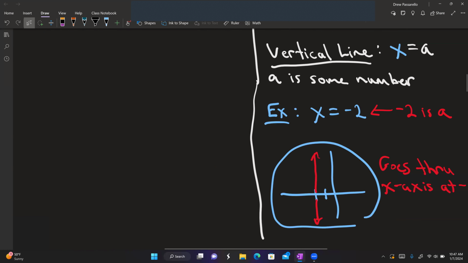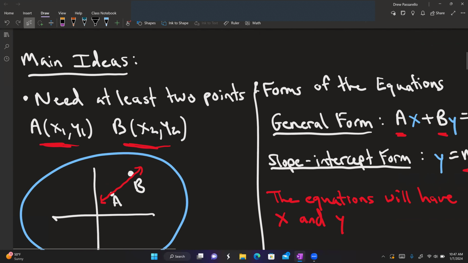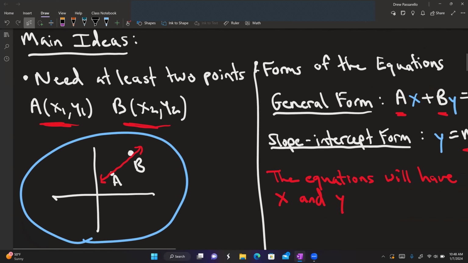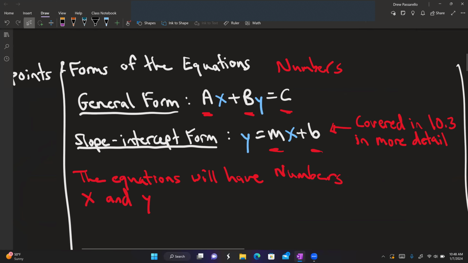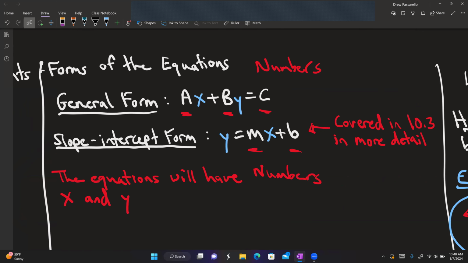All right, just a quick recap. I'll do an example, and then we'll do another video going over examples. So the main ideas, first main idea is you need at least 2 points to create the line. And in this picture, I use point A and point B, represented by coordinates x1, y1 for A, x2, y2 for B. Now the lines are going to follow an equation, and the two main forms for an equation of a line are the general form and slope-intercept form. So that's what you see here.